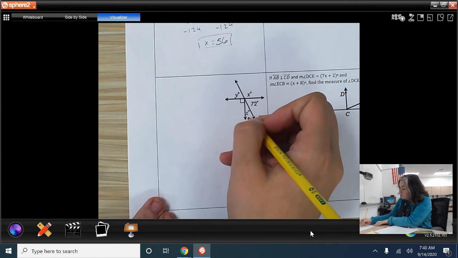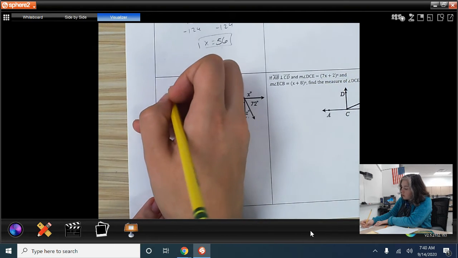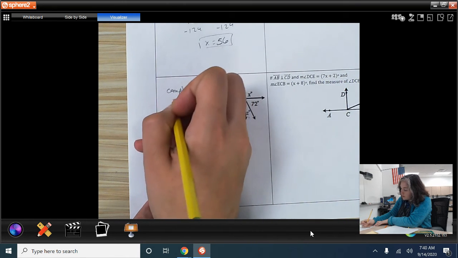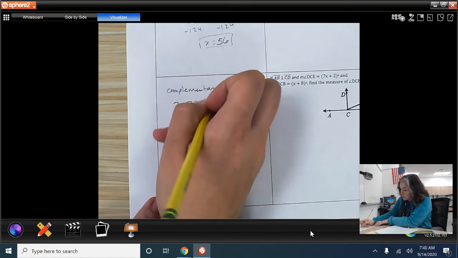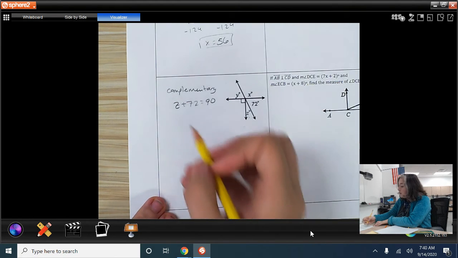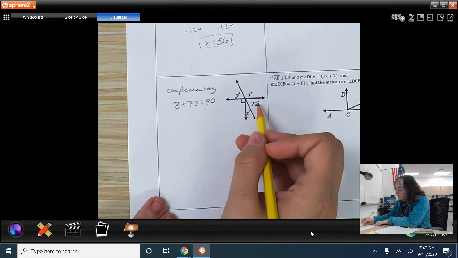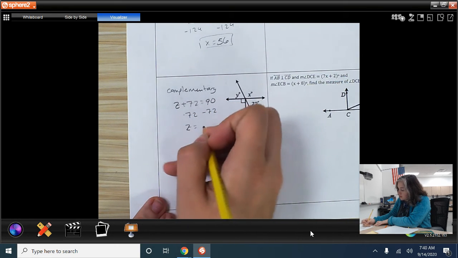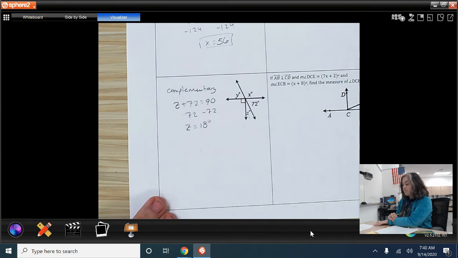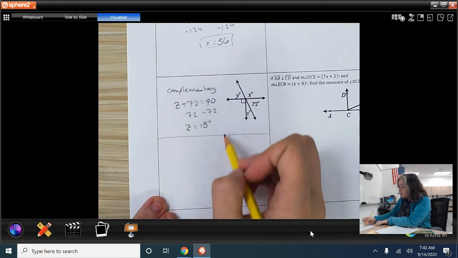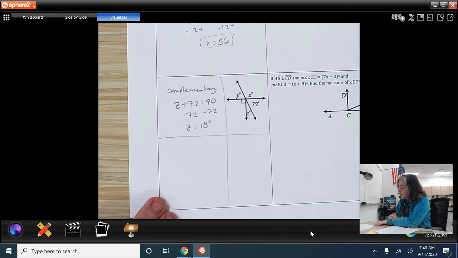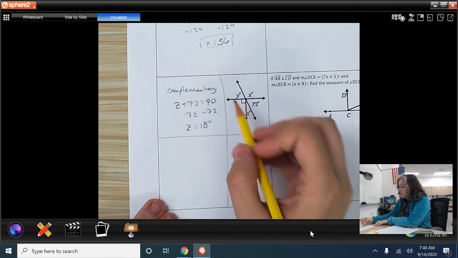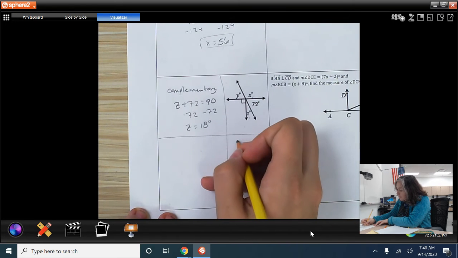So for z, we know that z and 72 are complementary. So z plus 72 is equal to 90. All right, we know that. So that means that if we subtract 72 on both sides, we get z is equal to 18 degrees. All right, we know that one. For the next one, let's do x. Oh, I said reverse alphabetical, didn't I? So that means we should do y next. All right, let's do y.